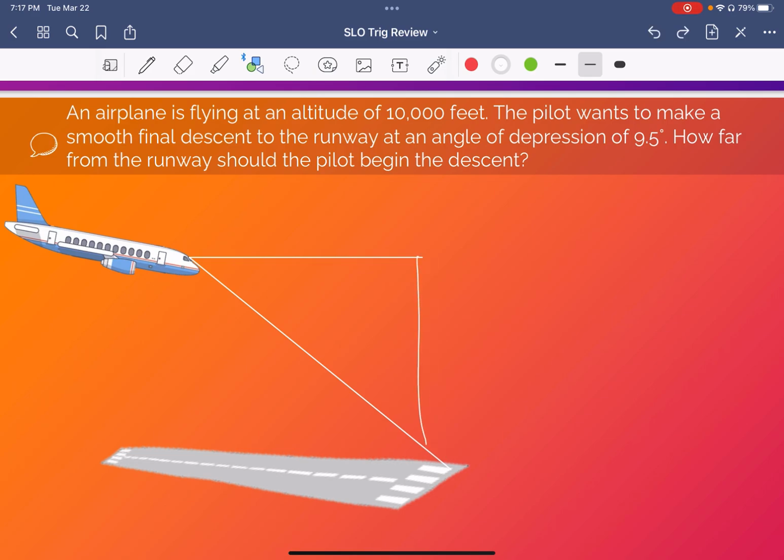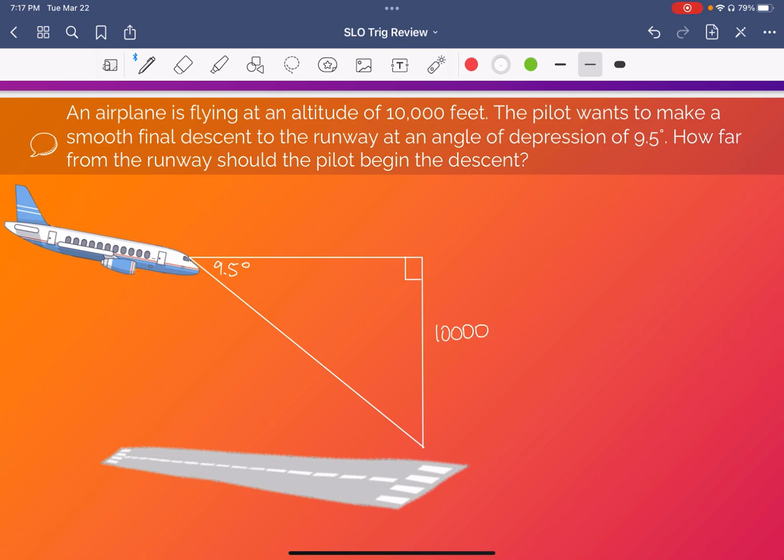This is not cooperating with me. Okay, there it goes. Sorry, you guys, I'm a perfectionist. You know this already. Okay, that creates a 90-degree angle. The angle of depression is 9.5. Since the altitude is 10,000, this vertical distance will also be 10,000.